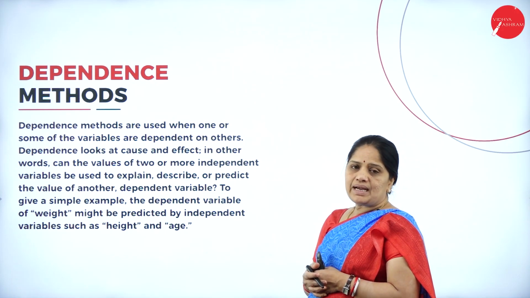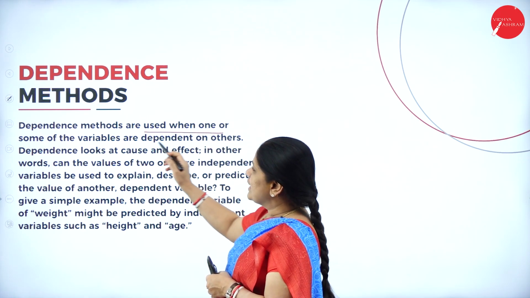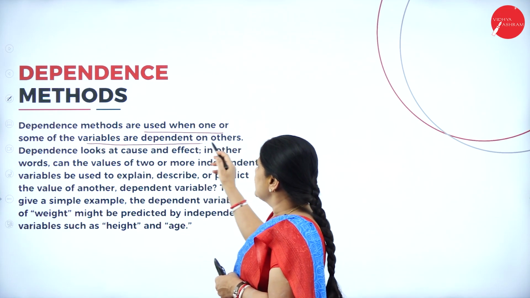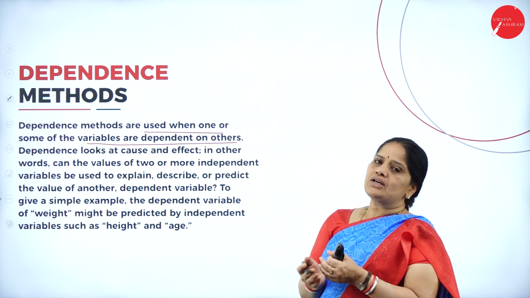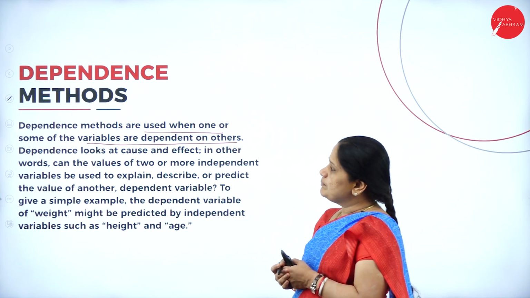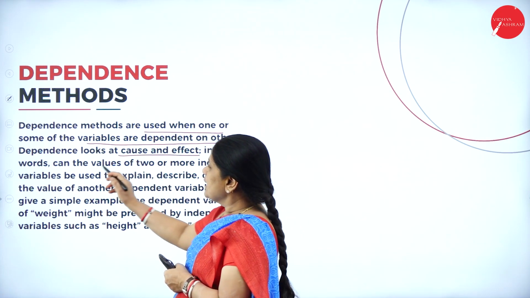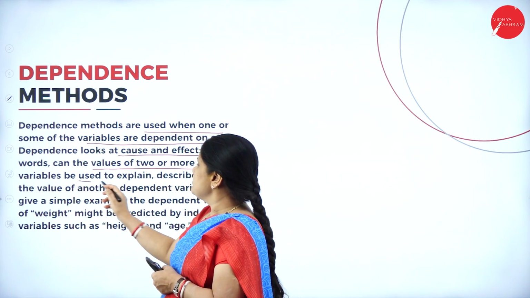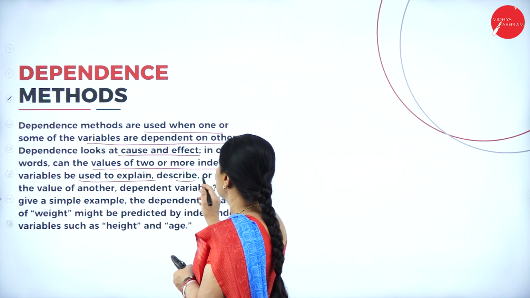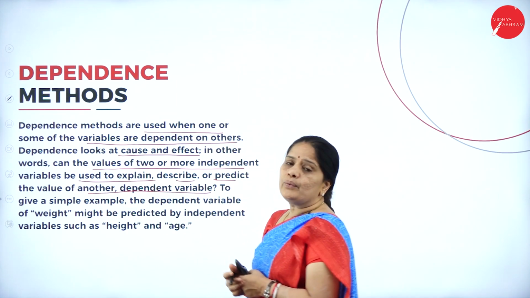Now, what do we mean by dependence method? Dependence methods are used when one or some of the variables are dependent on others. So, when the variables are dependent on others, we use the dependence methods. Dependence looks at cause and effect. In other words, can the values of two or more independent variables be used to explain, describe or predict the value of another dependent variable?